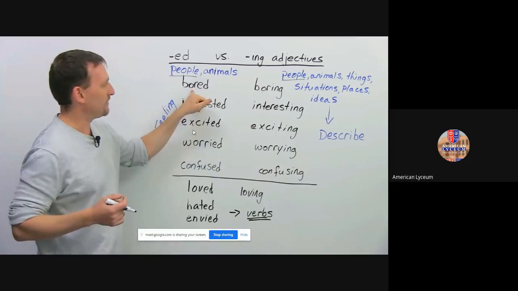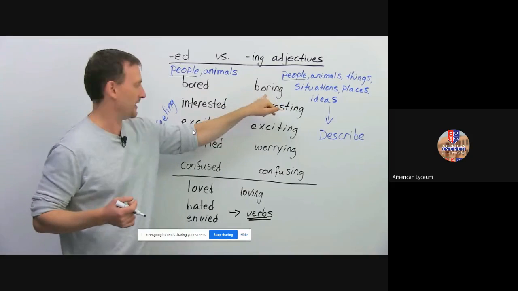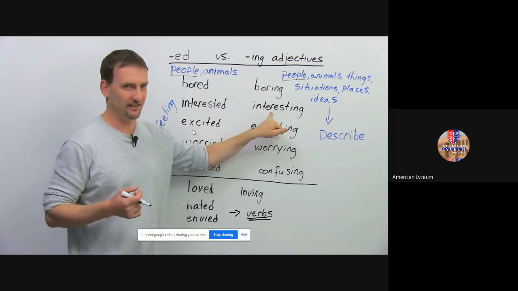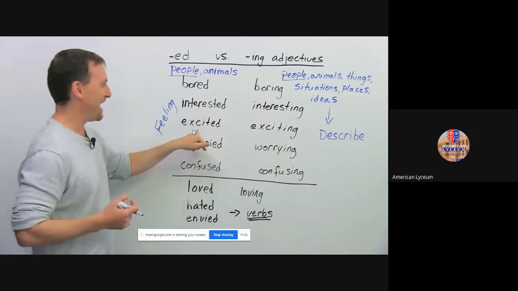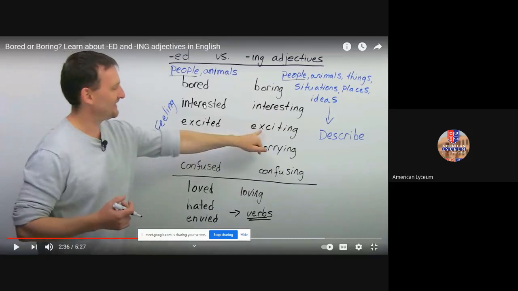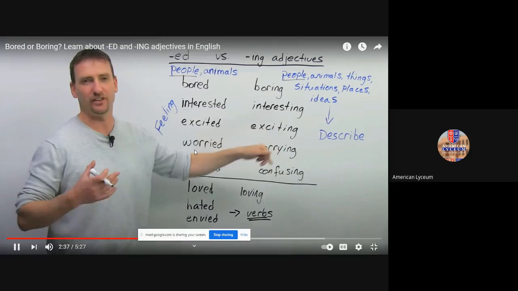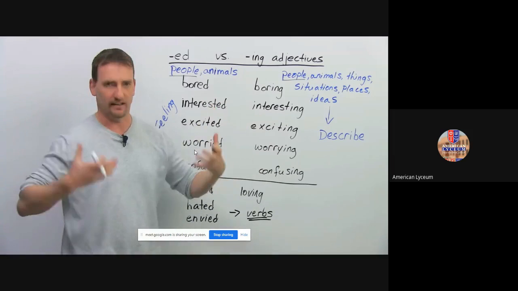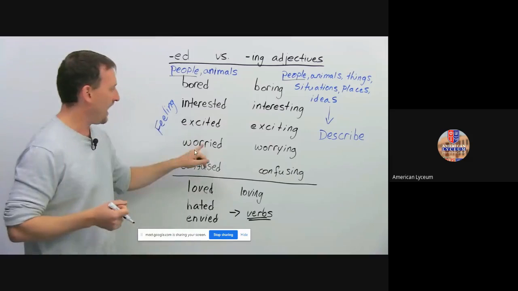So I am bored by the movie, which is boring. I am interested in this lesson because this lesson is very interesting, right? So basically, I am interested in this lesson because the lesson itself is very interesting. So this is how you can use these two adjectives. Something is exciting. For example, I'm excited to go see the concert because this artist is very exciting, this singer or whatever.